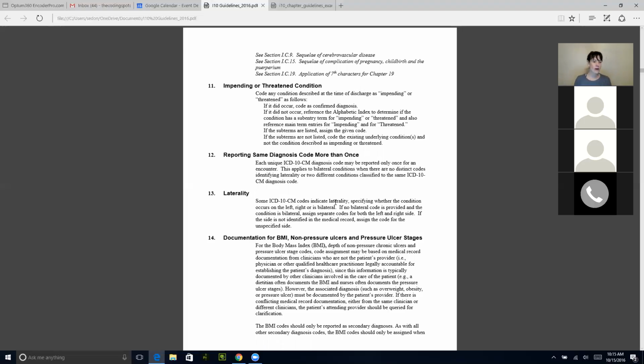So if you go to your ICD-10 book now and you look up impending in your index, you'll see a list of conditions that can apply to. So you can look up impending or threatened, and also reference and then see any subterms that are underneath there. And you would know which conditions can code when we have an impending or a threatened diagnosis. And I'll just give you a second to do that if you're following along in your book.